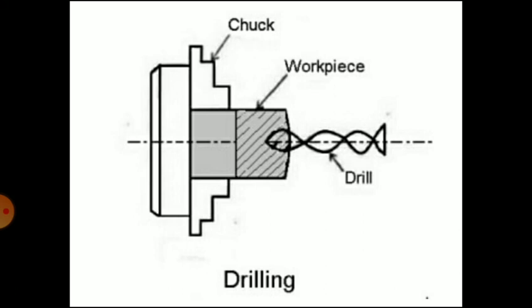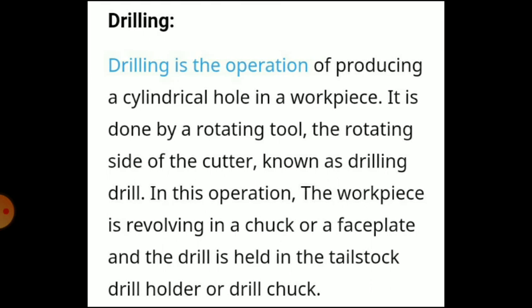Then drilling operation. Drilling is the operation of producing a cylindrical hole in a workpiece. So you can see at the right hand side there is a drill which is held in the spindle of the tailstock, and that drill is moved in a longitudinal direction, producing the hole in the work by rotating the tailstock wheel. The workpiece is revolved in a chuck and the drill is held in a tailstock drill holder and is fed parallel to the lathe axis.